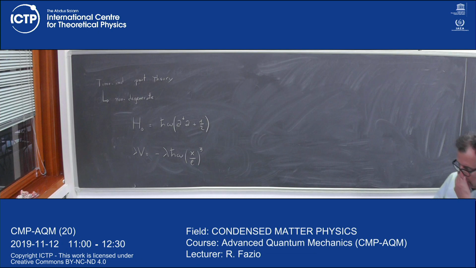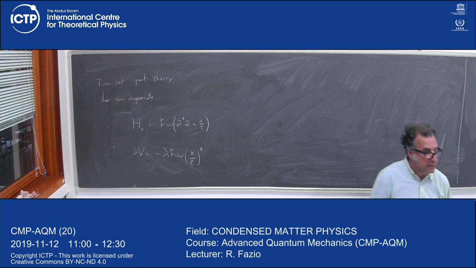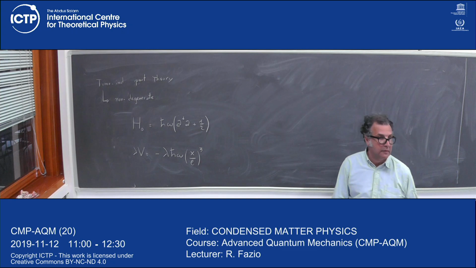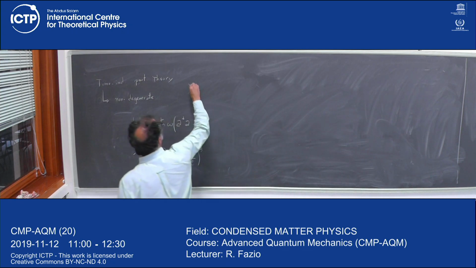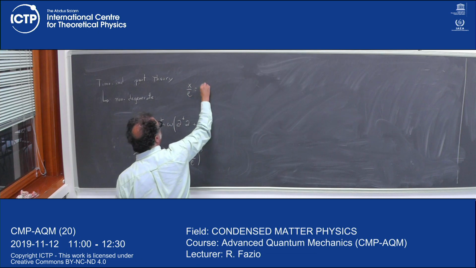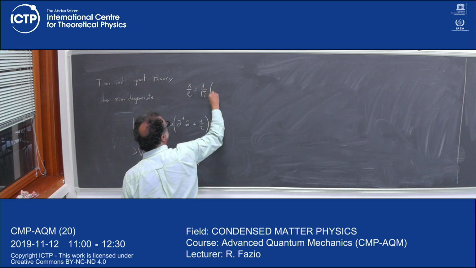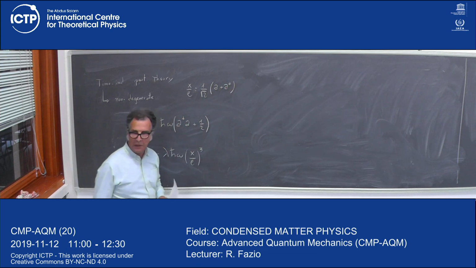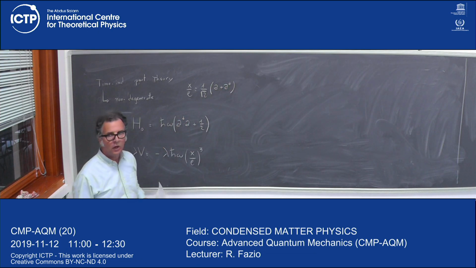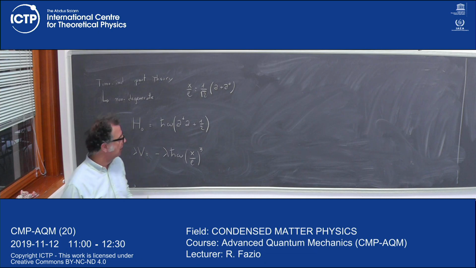Okay. So, how do you write x? X over L, 1 over square root of 2, a plus a dagger. Okay, good.